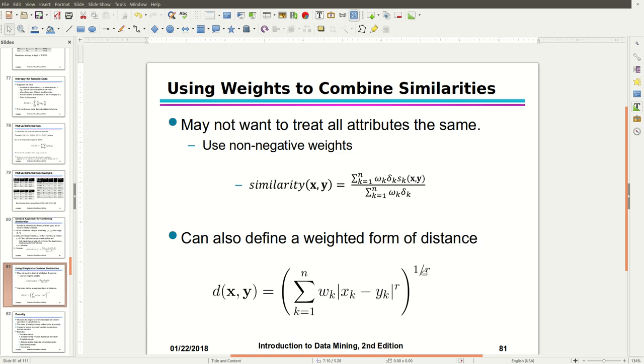Again, r here can be 1 or 2 or infinite, Euclid, Manhattan, or L infinity, if you were looking into calculating the distance. So this is how we can combine different attribute similarities into a single one.